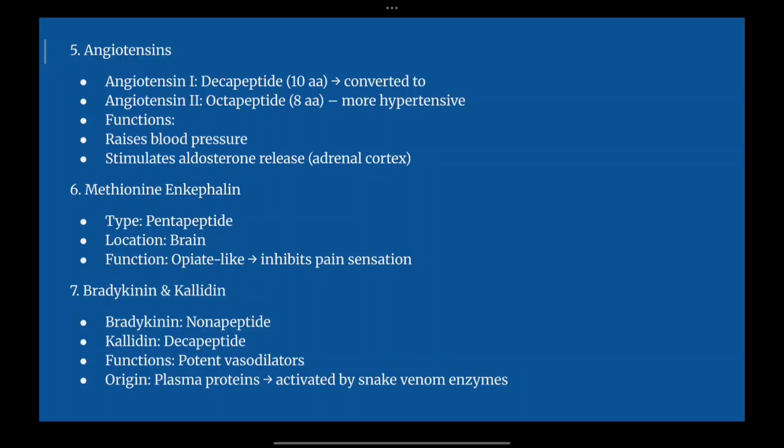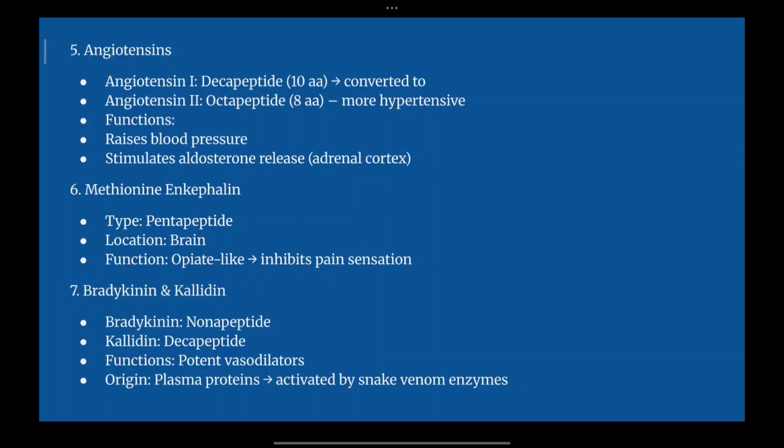Bradykinin or kallidin. Bradykinin is a nonapeptide, a 9 amino acid peptide, and kallidin is a decapeptide. So the function of these is that they are potent vasodilators. They dilate the blood vessels, that is they widen the blood vessels. So the origin of this bradykinin and kallidin is plasma protein, and they are activated by snake venom enzymes.